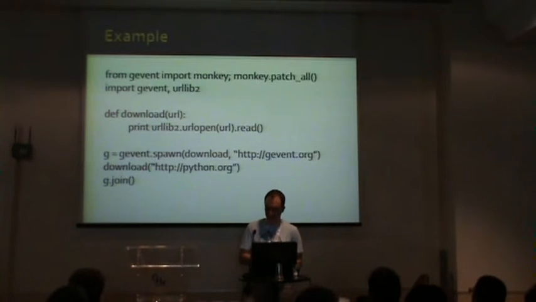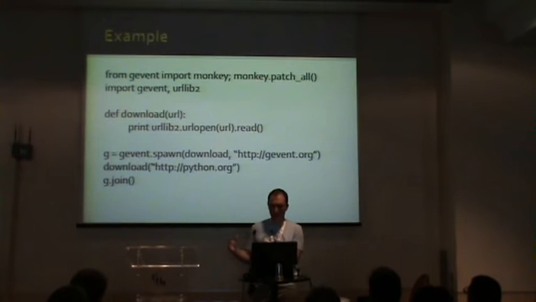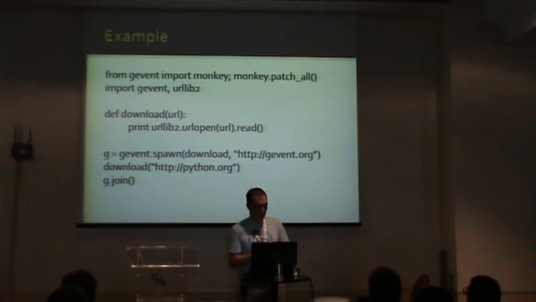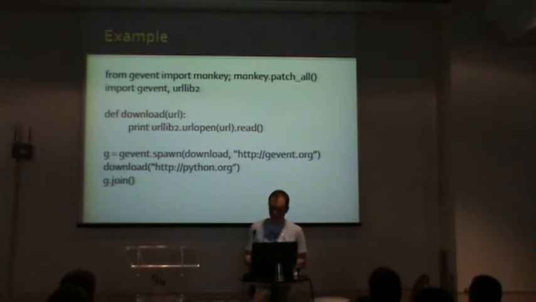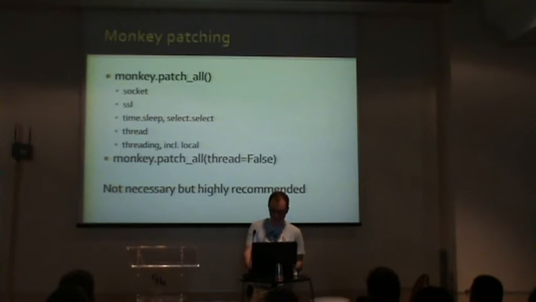This is a complete example. First we do monkey patching. Monkey patching means you replace the standard socket with this cooperative socket. Then you can use the libraries that use the socket. For example, urllib2. Here you just spawn an additional greenlet to download two pages concurrently. Looks very much like a thread solution.